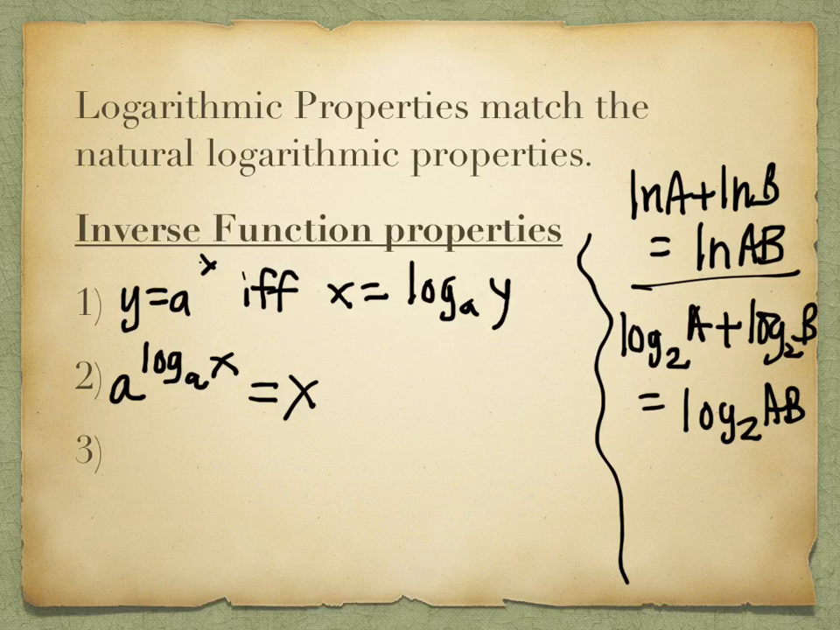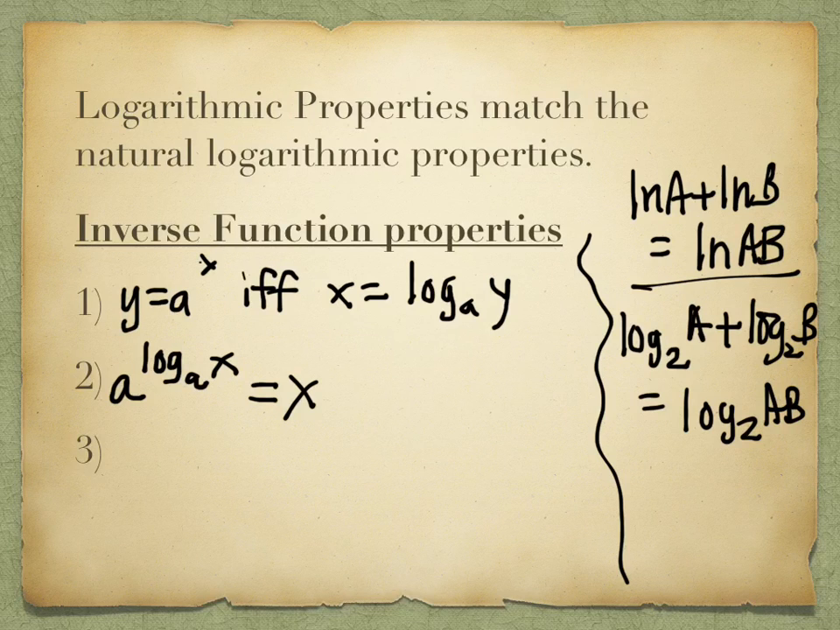So some people sort of think of this as this a here and this log base a here, they cancel out. Right? They're inverse properties of one another. So whatever is left right here, be a number or a variable or anything right here, we end up with that piece and only that piece left.